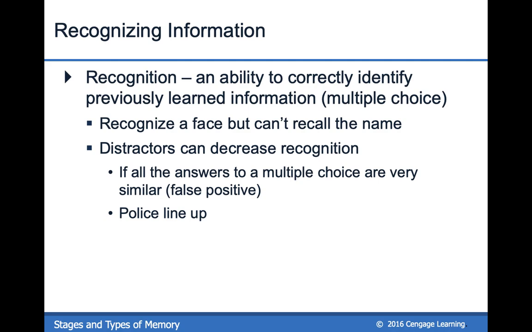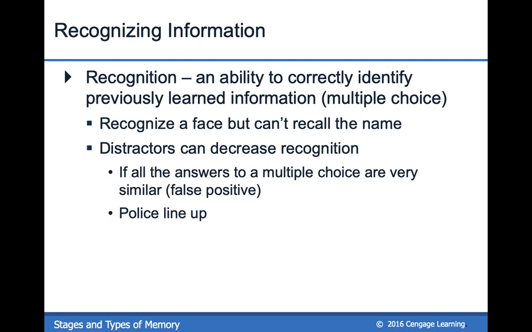But the number of distractors can decrease our recognition. So if all the answers in a multiple choice test are very similar, you can select the false positive. So something that seems like the right answer, but it's not quite. Same thing can happen in police lineups. So if you have all 5 or 6 people standing there, you know that it's one of these people, and you're likely to be distracted by the number of people.